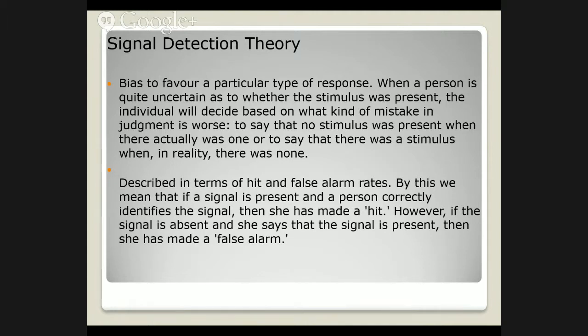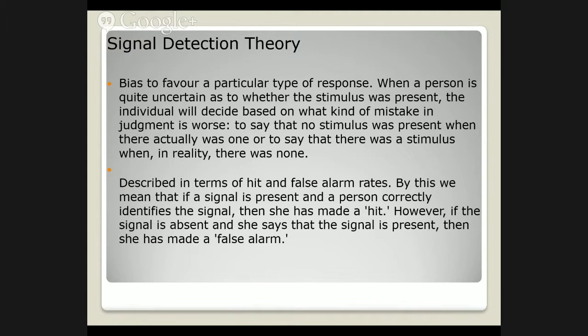Signal detection theory, bias to favor a particular type of response. For example, when a person is quite uncertain as to whether the stimulus was present, the individual will decide based on what kind of mistake in judgment is worse. To say that no stimulus was present when there actually was one, or to say that there was a stimulus when in reality there was none.